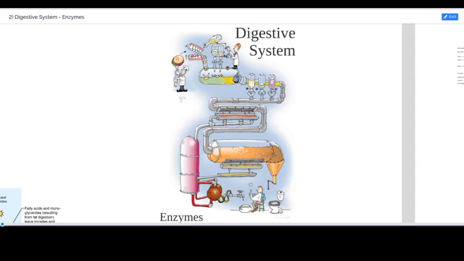This section of the digestive system chapter is going to look at enzymes in a little bit more detail. It's really building off of the functions that were just covered, but taking this side trip into the enzymes.